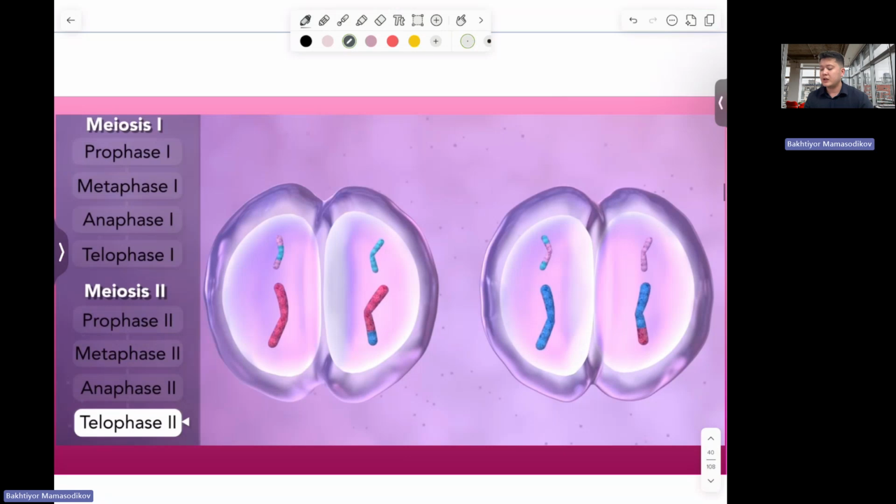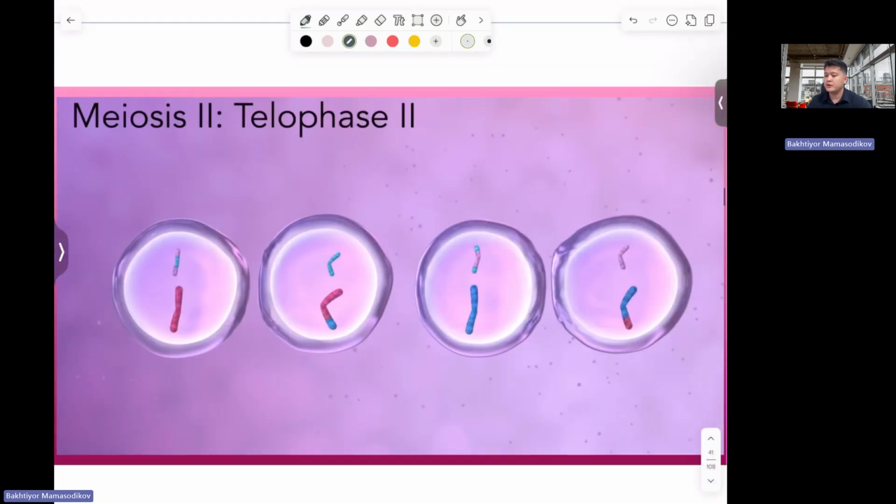So what's happening in the telophase II? This is when the nuclear membrane is reforming. You see the nuclear membrane reforming now, and the chromosomes begin to uncoil. Chromosomes are uncoiling as usual, and the spindles disappear. You don't see the spindle fibers here. Now you have two nuclei in each cell, and they are haploid in number.